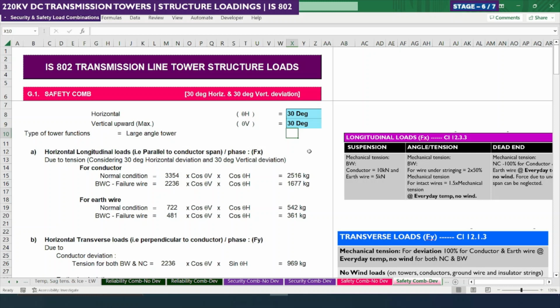So with this we can close this, we can end this video, and in the next video we will be discussing the load trees with all these cases, reliability, security and safety cases.